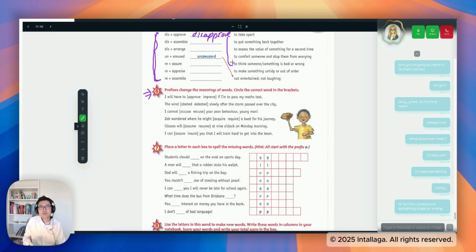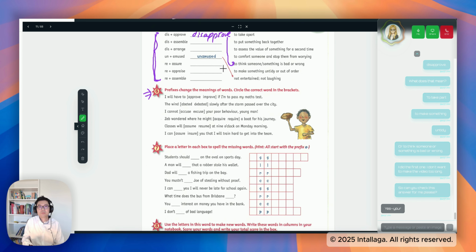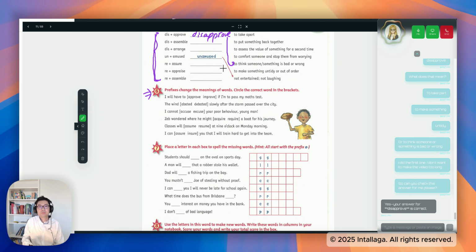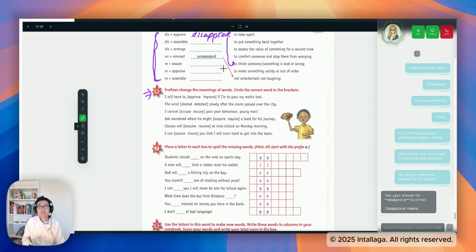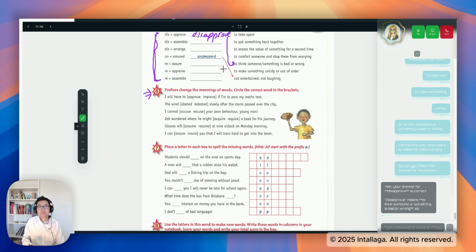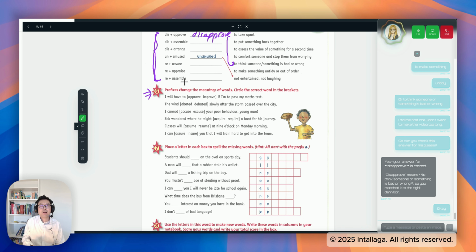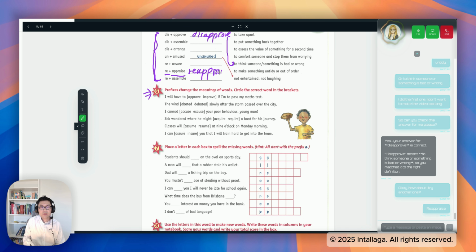Alright, I did the first one. I don't want to make the video too long, so can you check this answer for me, please? Yes, your answer for disapprove is correct. Disapprove means to think someone or something is bad or wrong, so you matched it to the right definition. How about I try another one? Put it down over here.